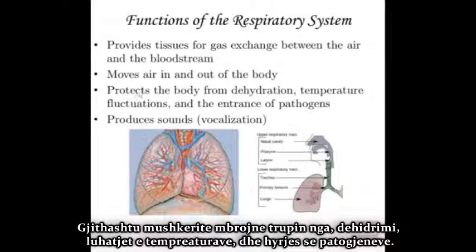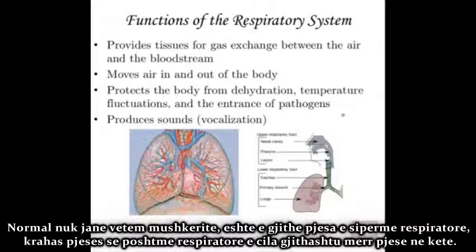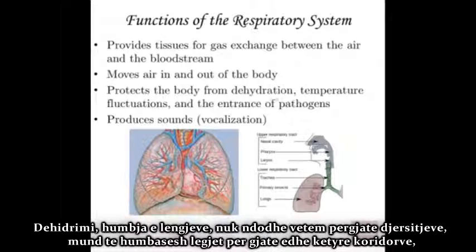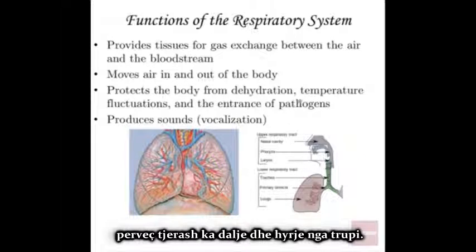Also, the lungs, etc., protect the body from dehydration, temperature fluctuations, and the entrance of pathogens. It's not, of course, just the lungs. A lot of the upper respiratory parts, in addition to the lower respiratory parts, are participating in this. Dehydration, the losing of fluids, doesn't just happen through sweat. You could lose fluids out of this passageway. After all, it is an entrance and exit into the body.